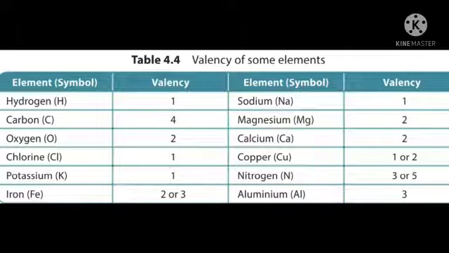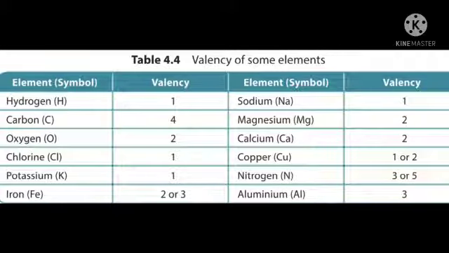Okay, then you should know the valency of each element. Valency: hydrogen is 1, carbon 4, oxygen 2, chlorine 1, potassium 1, iron 2 or 3. Sodium, the valency is 1, magnesium 2, calcium 2, copper 1 or 2, nitrogen 3 or 5, aluminium 3. Okay, so this you should learn.